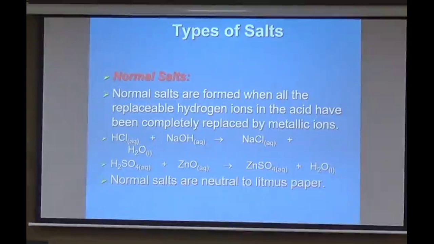Because HCl has only one replaceable hydrogen. This one replaceable hydrogen of HCl is replaced by, or exchanged by, sodium. So in HCl, H is replaced by Na. So the product formed is NaCl. So all the replaceable hydrogen of acid are replaced by metal ion. That is why it is an example of normal salt.